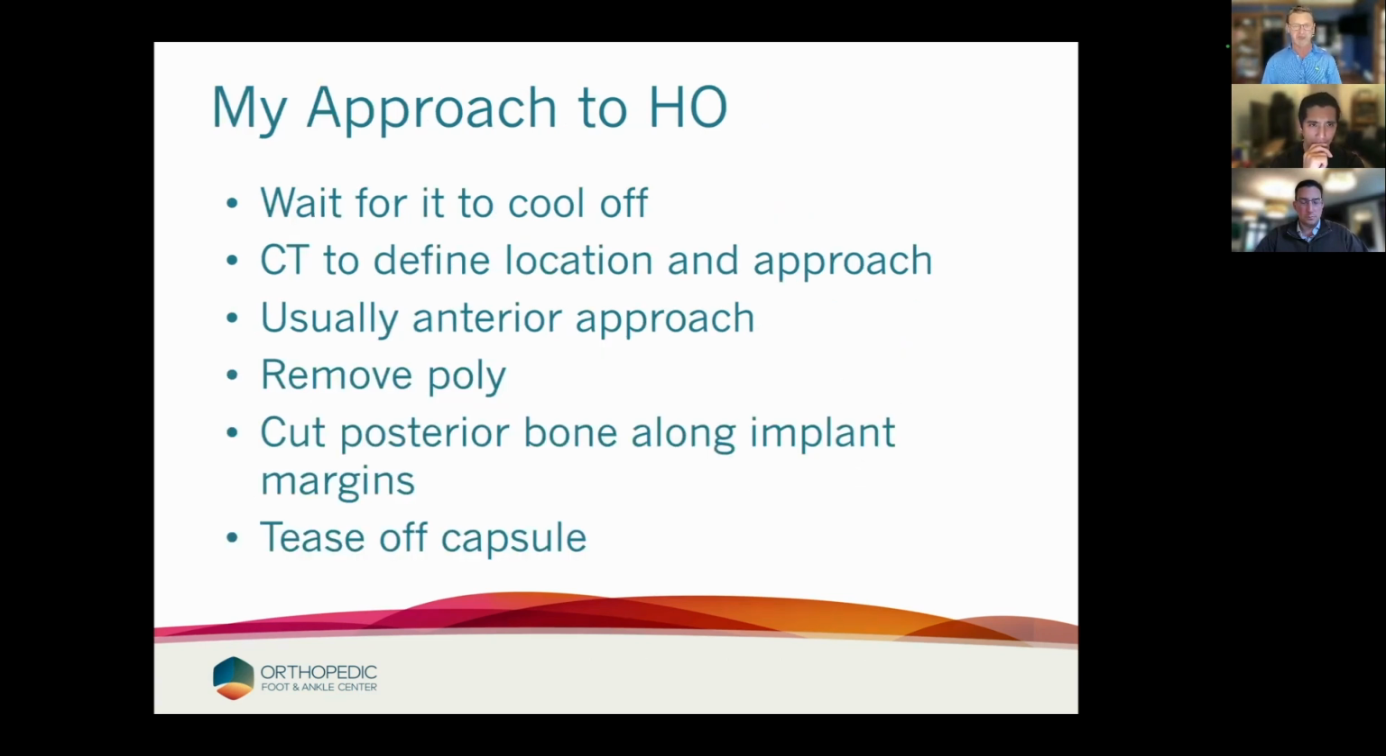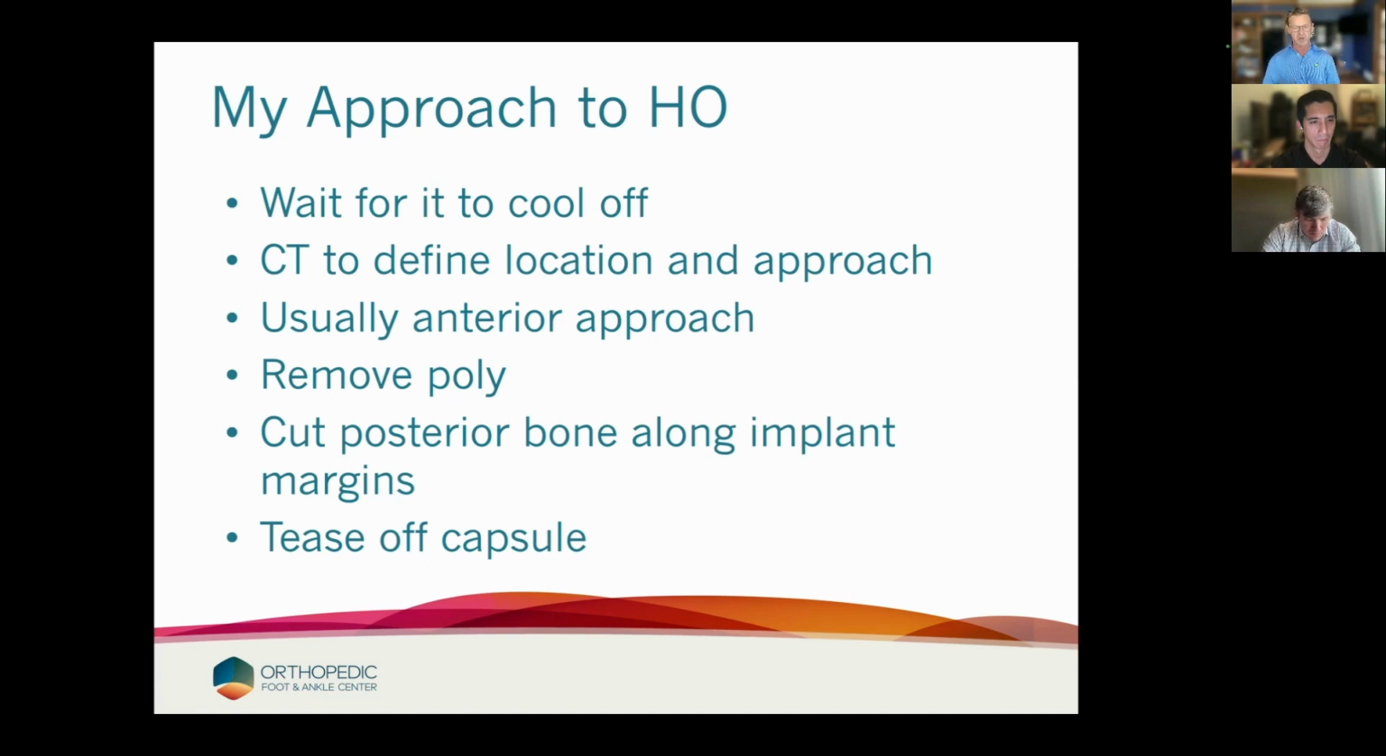So my approach to HO, first thing is wait for it to cool off. You've got to recognize what it is because you don't want to operate in the middle of HO because it's highly inflammatory and it will be very painful for the patient and likely unsuccessful. Second is use CT to define the location and the approach. Sometimes you have to go posterior, but my usual approach is an anterior approach.